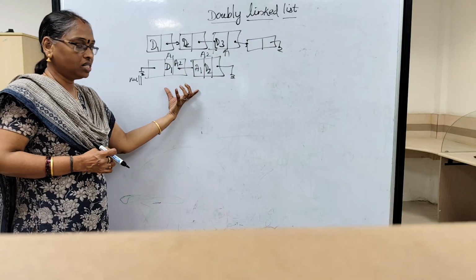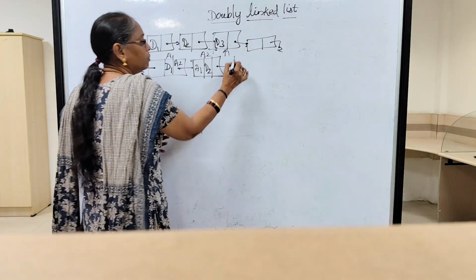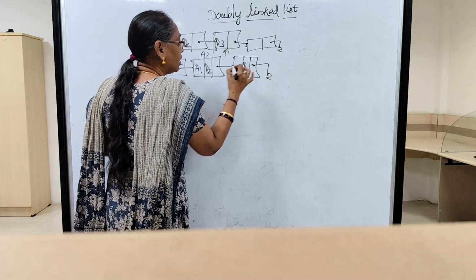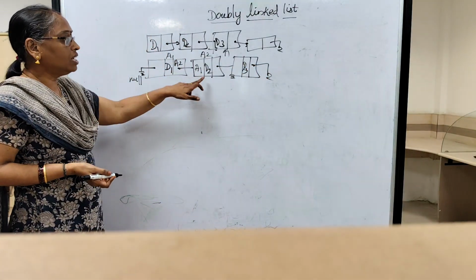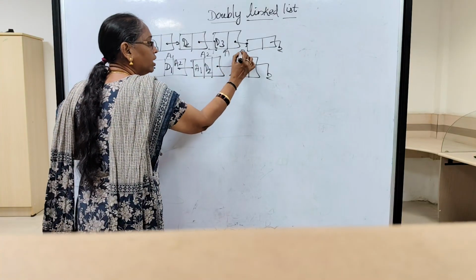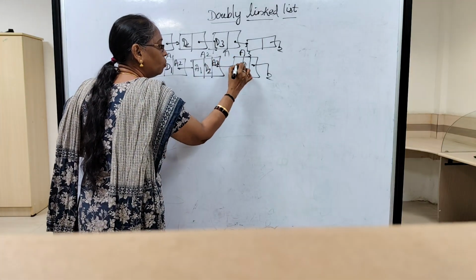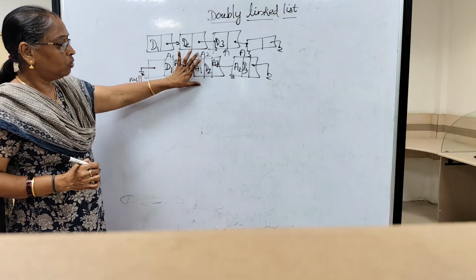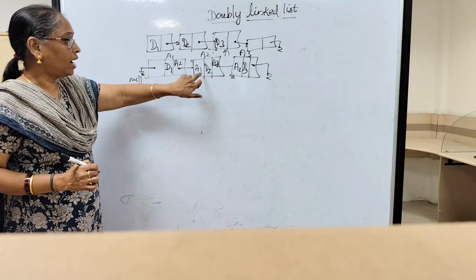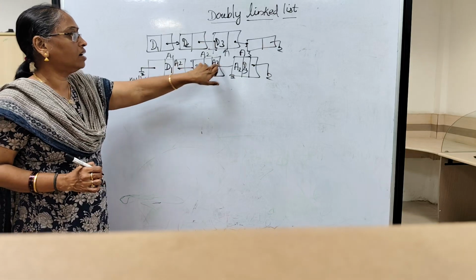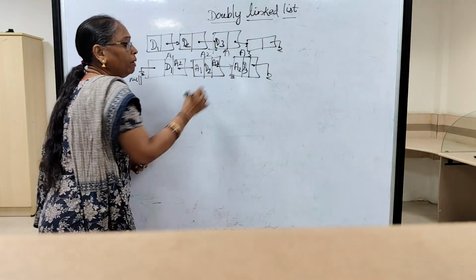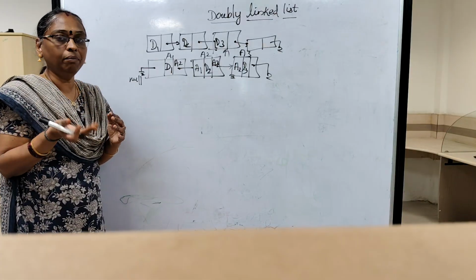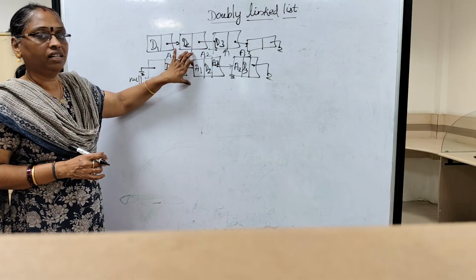So the advantage in doubly linked list is, if I am staying in a particular node, I can go back as well as go in the forward direction. The reason is every particular node contains the address of its next node and the address of its previous node. So if I am taking this particular node, it contains the data D2, the address of the previous node and the address of the next node. So from a particular node, I can easily traverse in the forward direction as well as in the backward direction if it is represented in a doubly linked list.